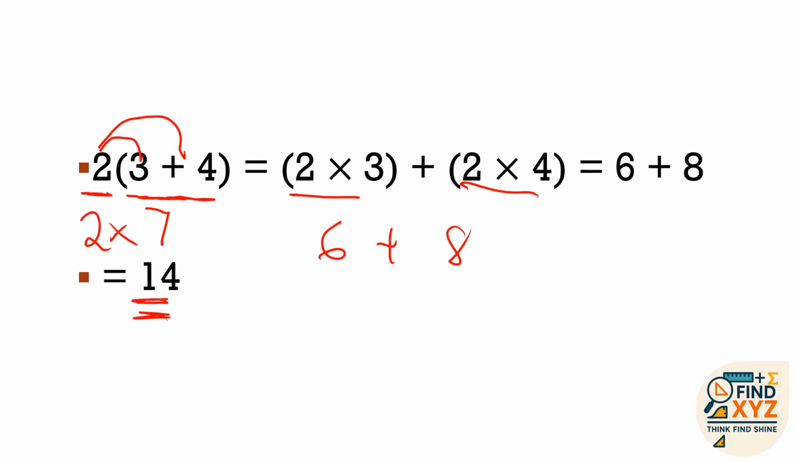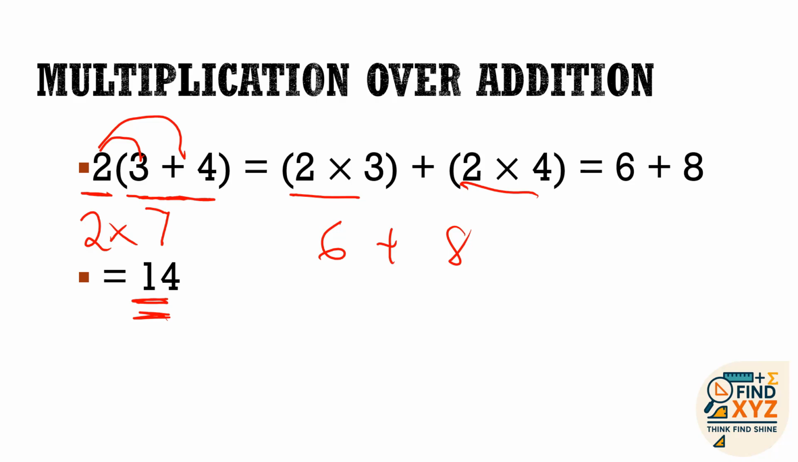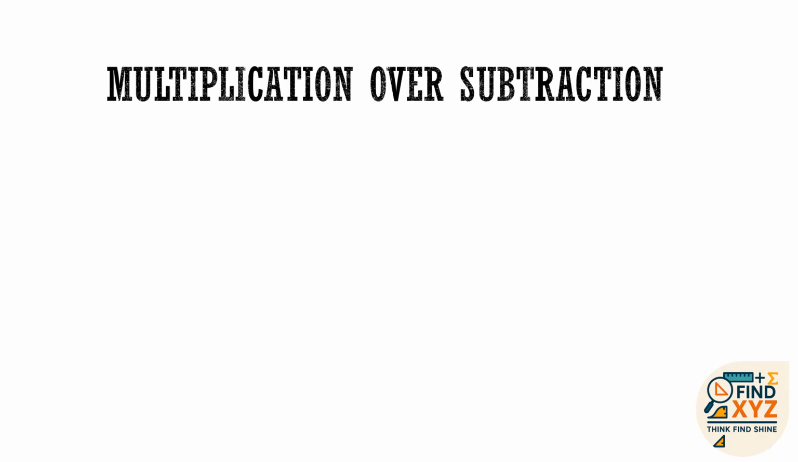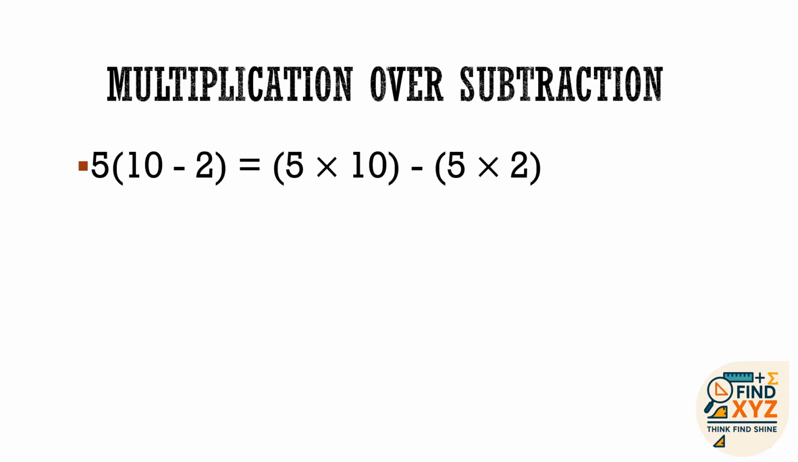This is for multiplication being distributed over what? Addition. That is what you have. Multiplication over addition. Let's look at the other case. It also works the same way with subtraction. So let's look at multiplication over subtraction. So given 3 numbers, 5 multiplying 10 minus 2, you can distribute the 5 to the 10 and the 5 to the 2. 5 times 10 gives us 50, and then 5 times 2 will give us 10. The difference between these 2 numbers will give us 40.